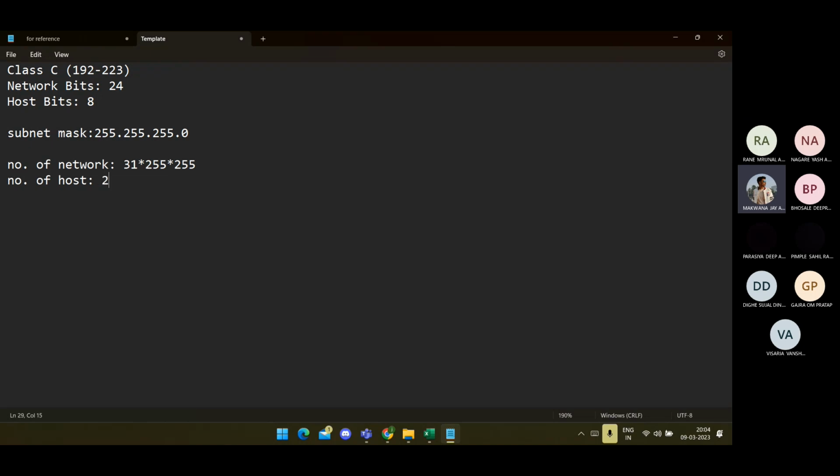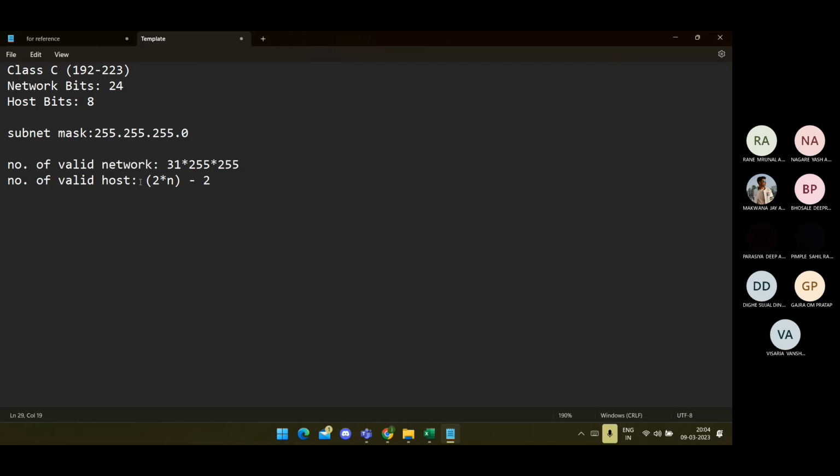The formula is 2 raised to n minus 2. Minus 2 is because we are not considering the network IP and the broadcast IP. This is for the valid hosts, not for the network and broadcast IP. So this is the formula.